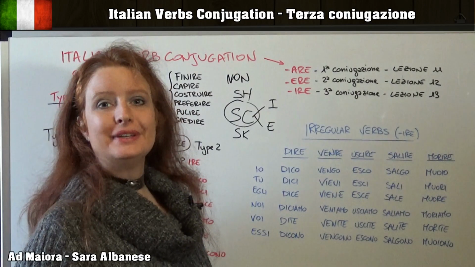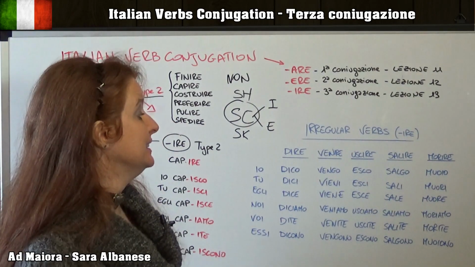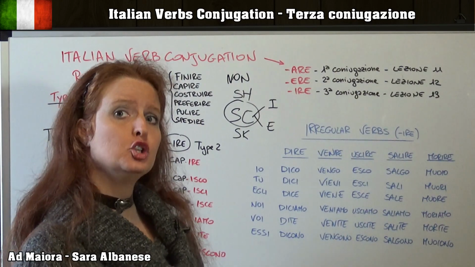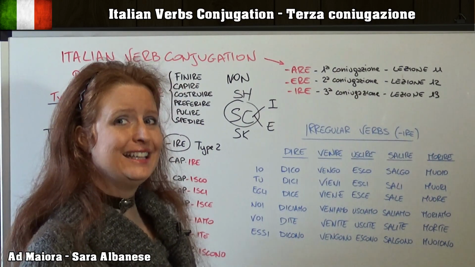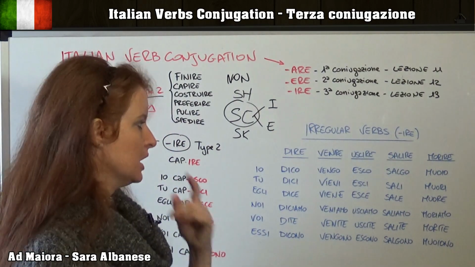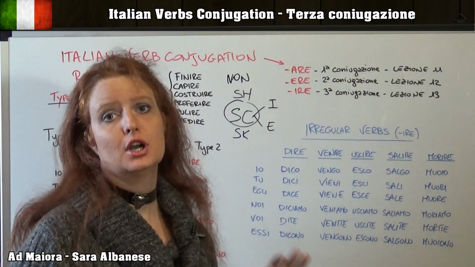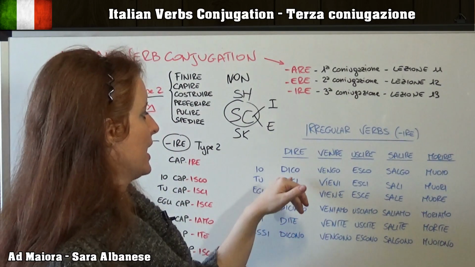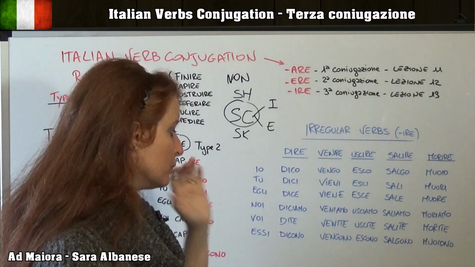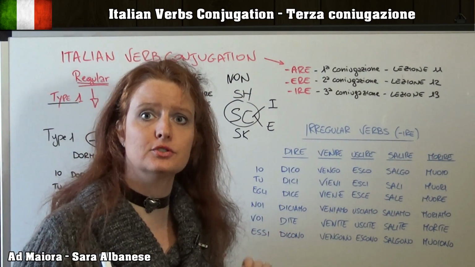For example, the verb dire, I say something, the verb to say, okay? Io dico, tu dici, egli dice, noi diciamo, voi dite, essi dicono. Now you can see here that it is mostly irregular. The root of the verb changes, okay? I add this chi sound in almost every single person, except with just one exception, which is the second person plural.